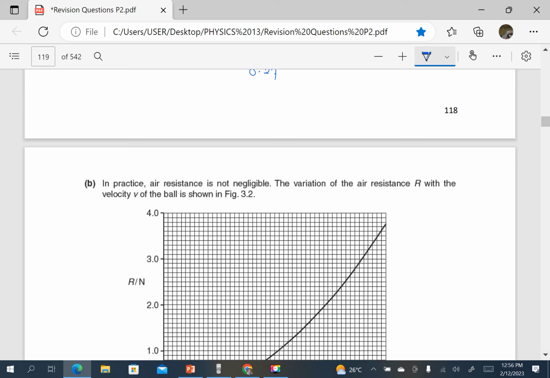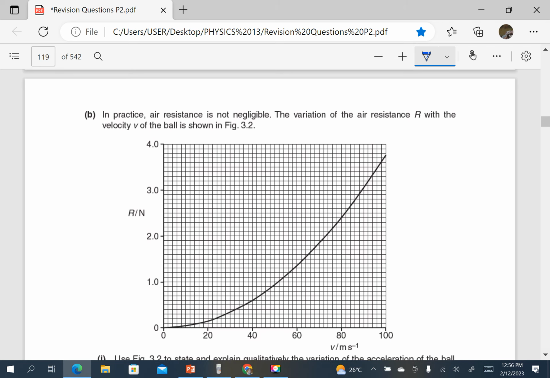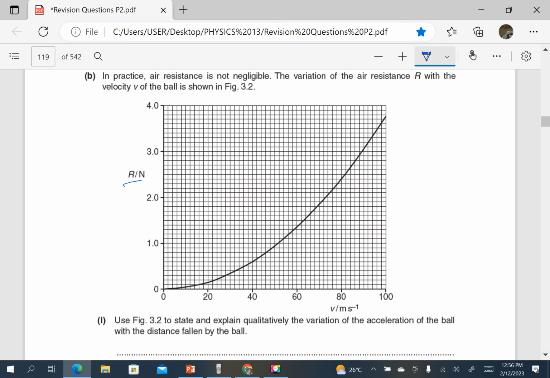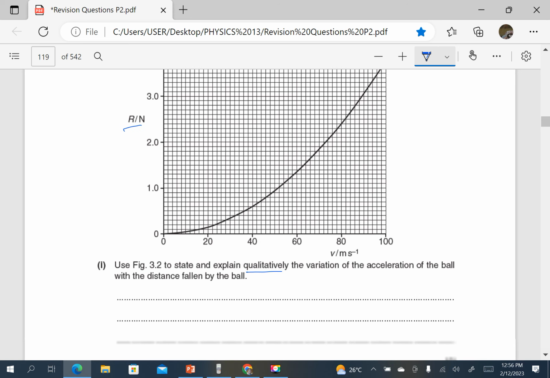In practice, air resistance is not negligible. The variation of the air resistance R with the velocity V of the ball is shown in the figure here. In fact, we see that air resistance increases with velocity. Use the figure to state and explain qualitatively, so no need of quoting values, the variation of the acceleration of the ball with the distance fallen by the ball.